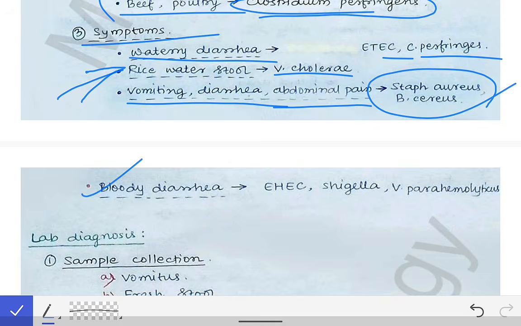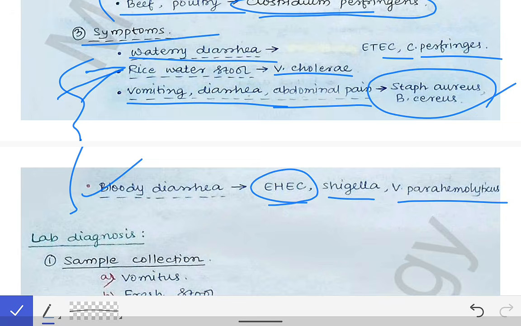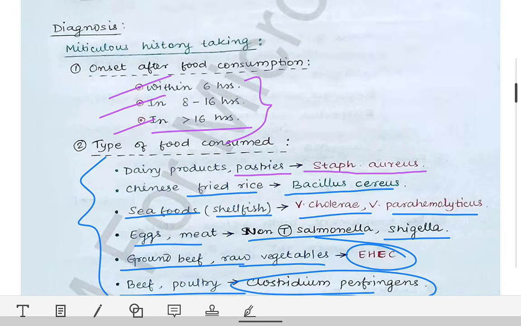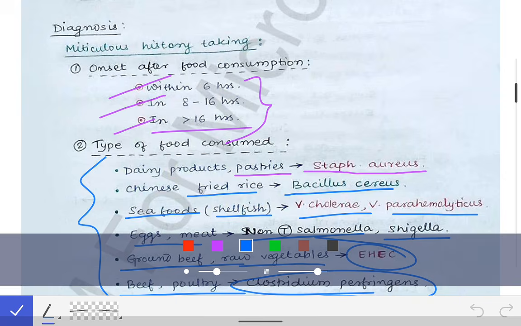If there is bloody diarrhea, then we may think of enterohemorrhagic E. coli, Shigella, and Vibrio parahaemolyticus. So, in this way, the symptoms are also helping us narrow down to the particular microorganism. Hence, this meticulous history taking is very important.